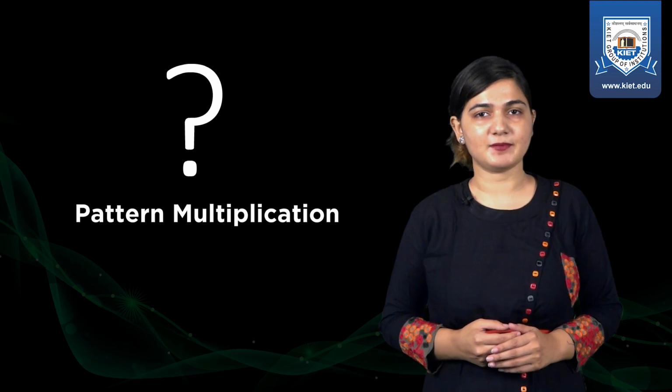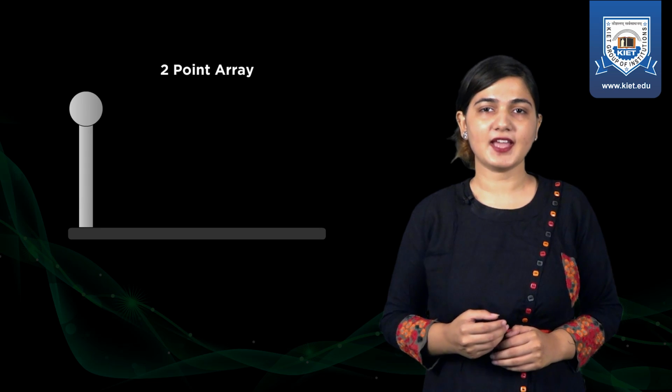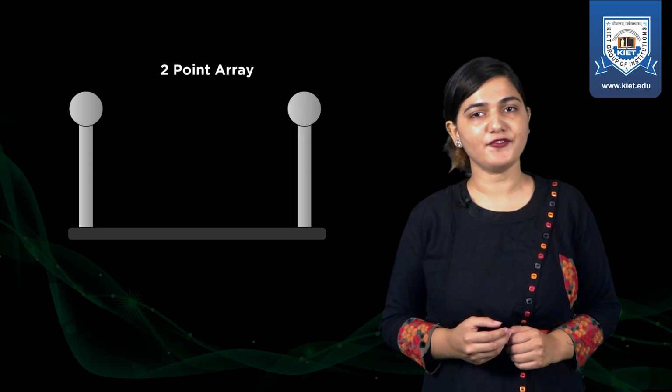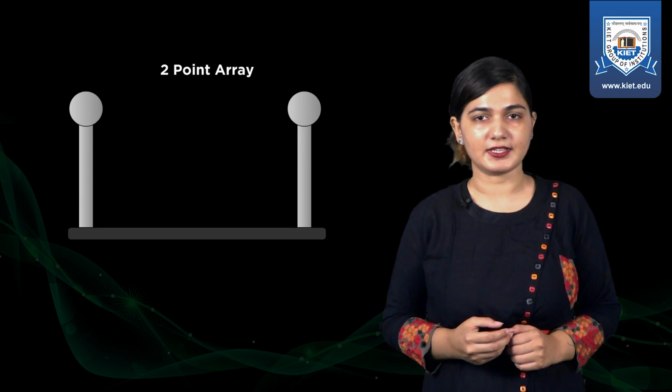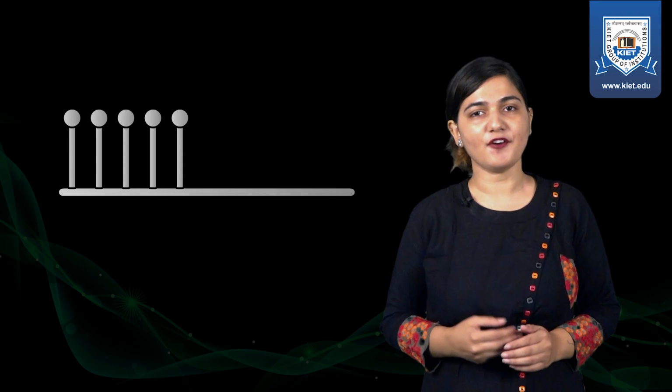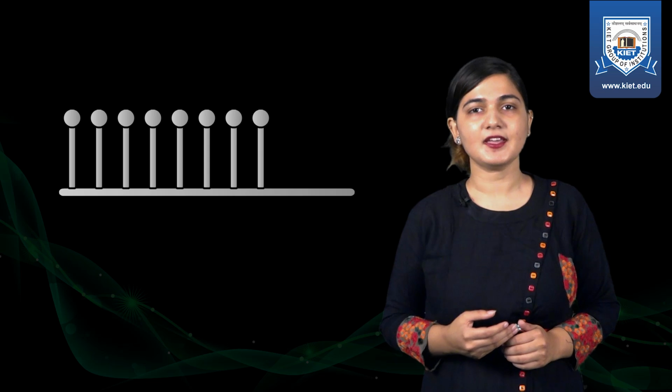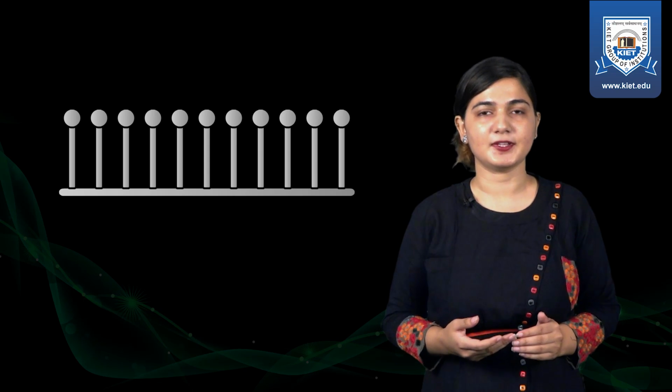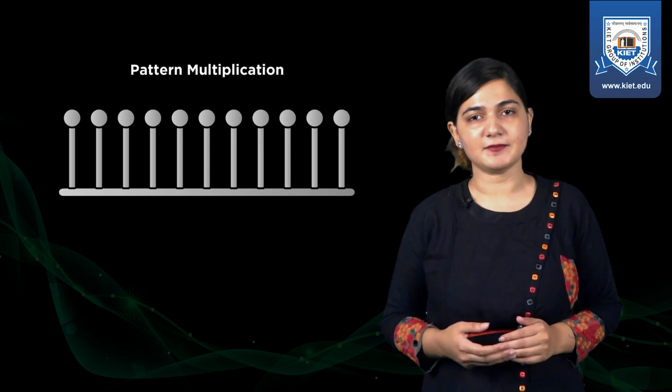So why pattern multiplication? Till now, we have discussed the radiation pattern of 2-point antenna elements only. So when we need to find out the radiation pattern of more than 2 antenna elements, we need to have some concept. So this concept is pattern multiplication.